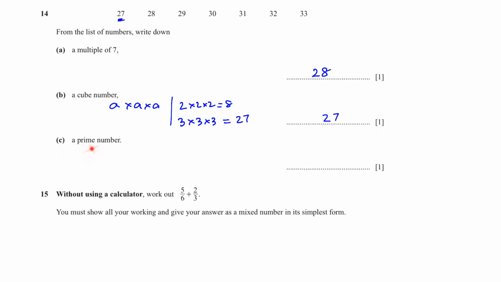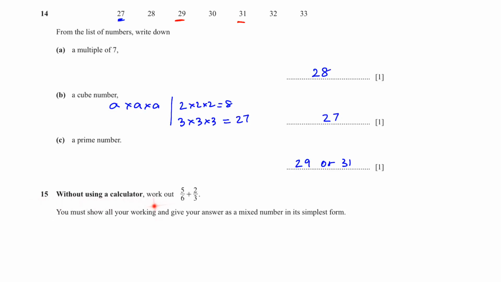C, a prime number. A prime number is a number that is not in any times table except itself and 1. It is not divisible by any other number. So from this list, there are two prime numbers, 29 and 31. You can write any one answer and that will be acceptable.